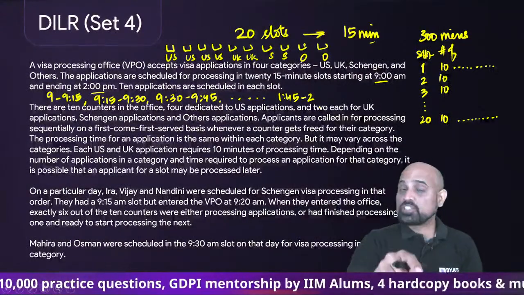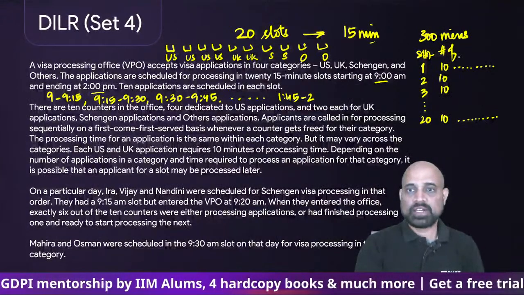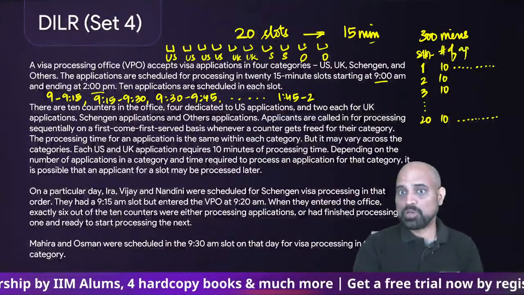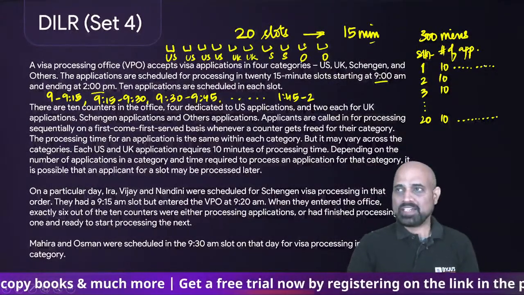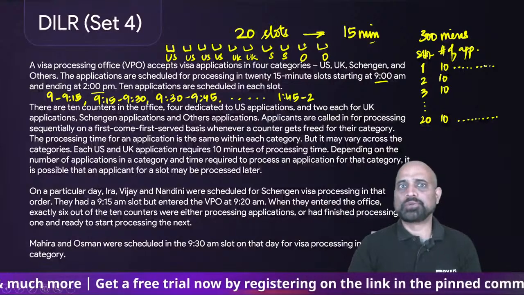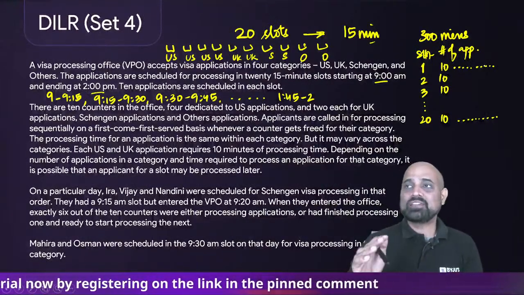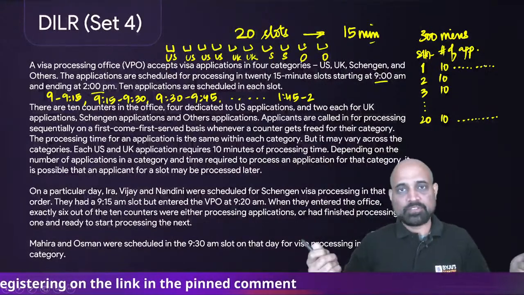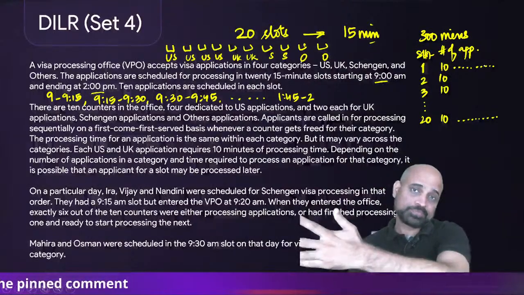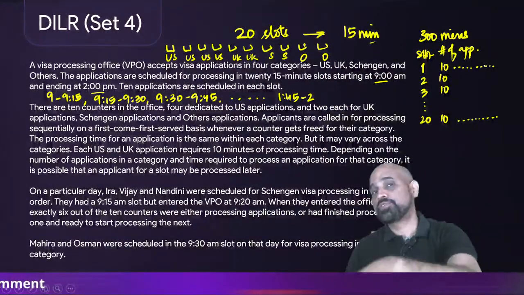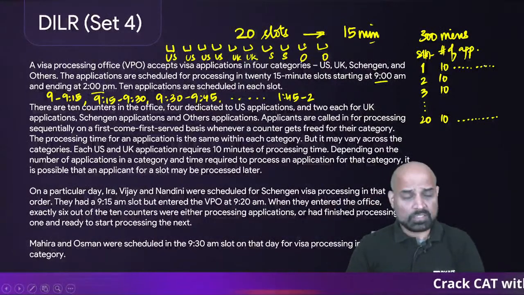Now each slot they have got 10 applications, right, they are scheduled, मतलब लोग बोले हैं कि वो आएंगे और वो अपना करेंगे, right. Now is it necessary कि हर application के लिए जो scheduled हुआ है सब में लोग आए? नहीं, जरूरी नहीं है। So 9 to 9:15 10 applicants are sitting with their applications, right? And there are 10 counters in front of them. 4 of US, 2 of UK, 2 of Schengen, and 2 of others.